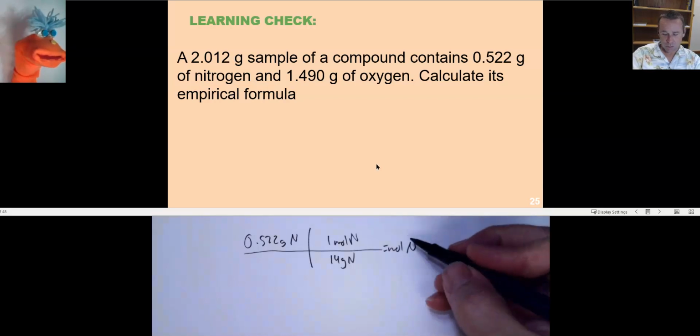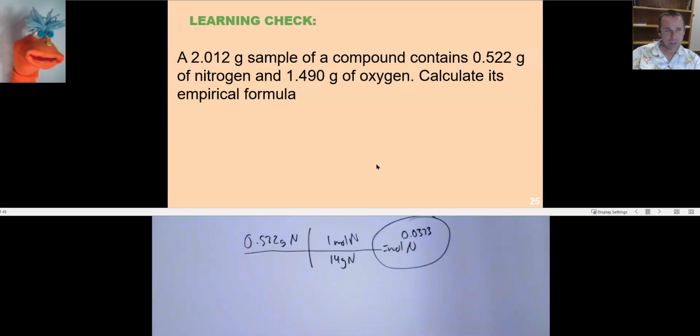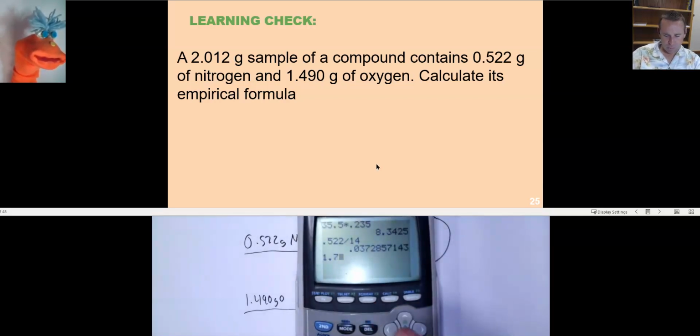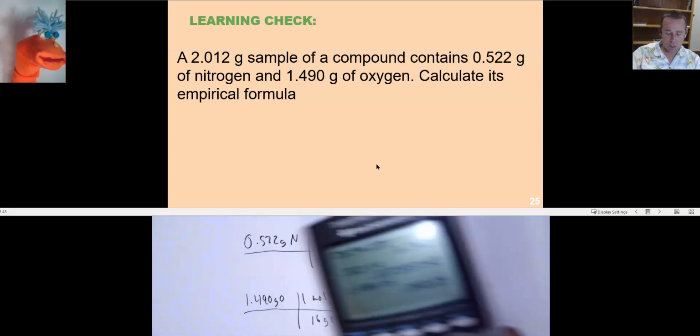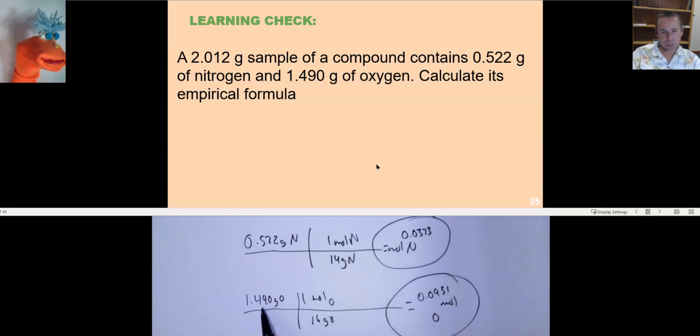0.0373 moles of nitrogen. I can do the same thing for the grams of oxygen, 1.490 grams of oxygen. And I can go from grams of oxygen to moles of oxygen. 1 mole of oxygen is 16 grams. That's on our periodic table, right? So 1.490 divided by 16 gives me 0.0931. That's how many moles of oxygen are represented by that many grams of oxygen.